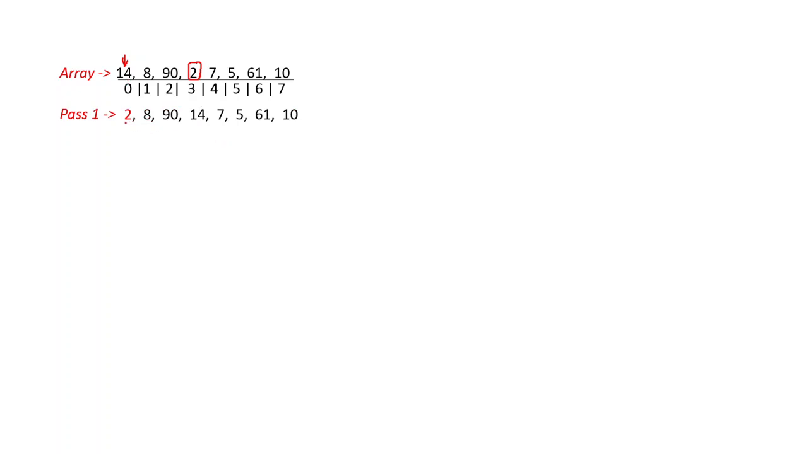Now in the second pass, you will have to select the second smallest element in the array. As you go through this array, the second smallest element is this, and you will have to exchange that with the element at second position, or the element with index number 2 minus 1, that is 8. So this is how it looks.